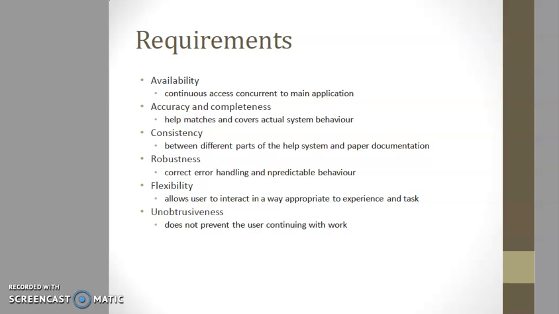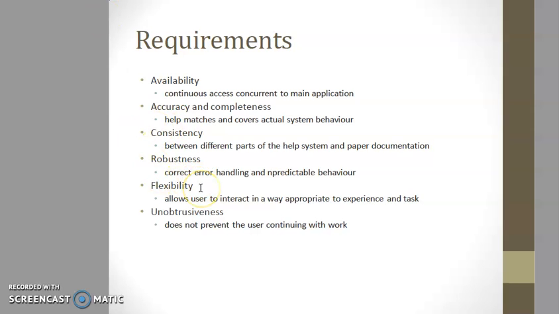Consistency itself can be thought of as a means of supporting the user since it reinforces learning of system usage. Consistency between the different parts of the help system and paper documentation.